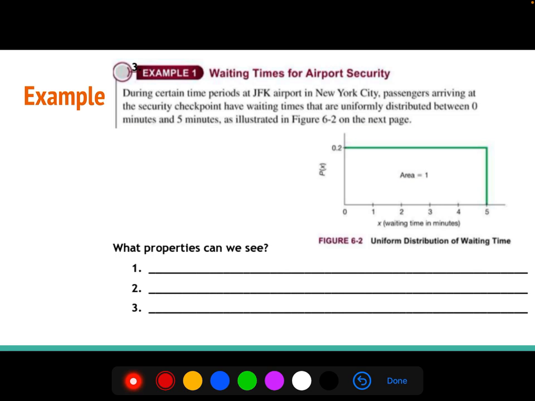Here's an example. During a certain period of time at JFK Airport in New York City, passengers arriving at the security checkpoint have waiting times that are uniformly distributed between 0 and 5 minutes. Here's a graph of it. What properties do we see? First, all of the different waiting times are equally likely. That's why they're all the same height. And waiting times can be anywhere between 0 and 5 minutes.